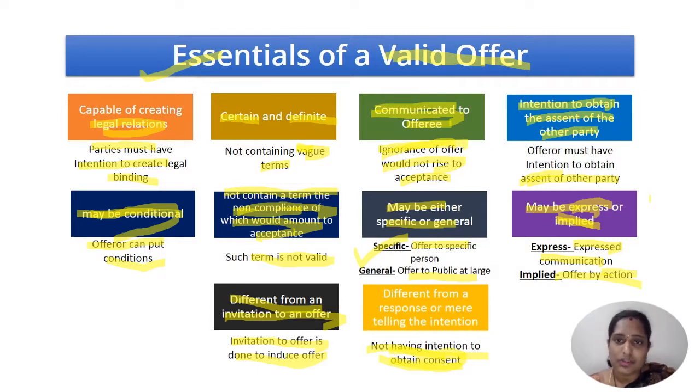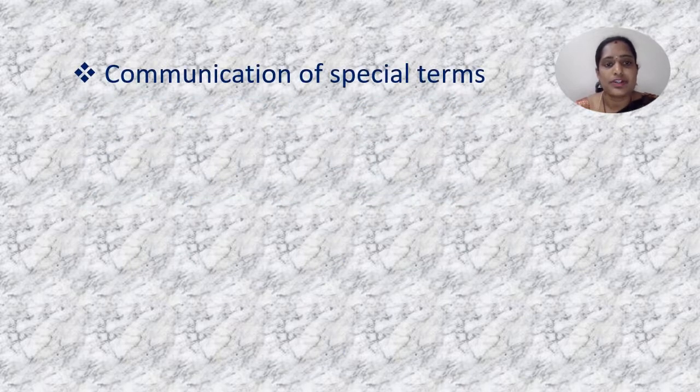Always the acceptance also should be expressed, or it has to be showed in implied form. And the continuation with this, there are other few points like communication of special terms. If it is a valid offer, always you have to communicate what special terms and conditions there are. If you put any special terms and conditions, like I'll be giving you an offer, if you are scoring above 75%, I give an offer that you will be getting some surprise gift from my side.